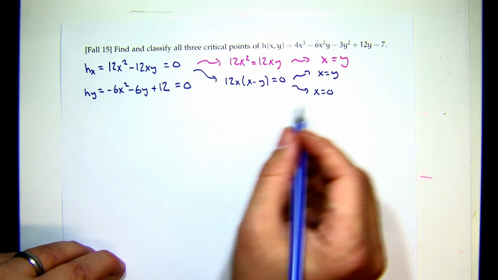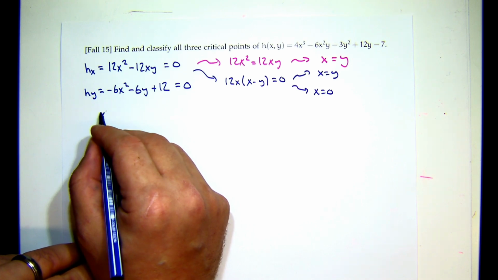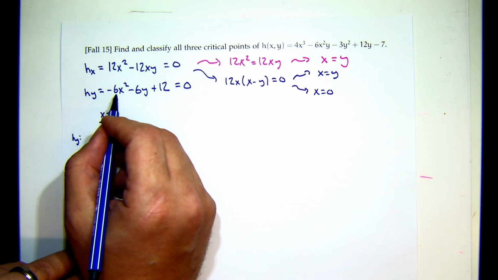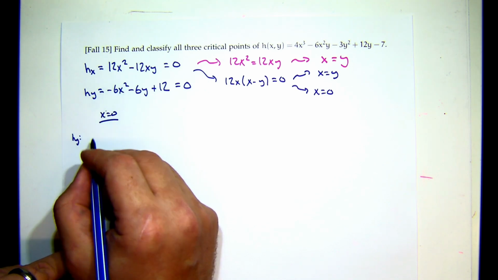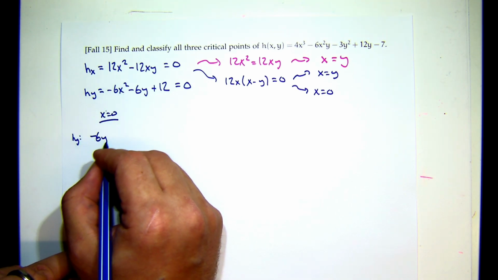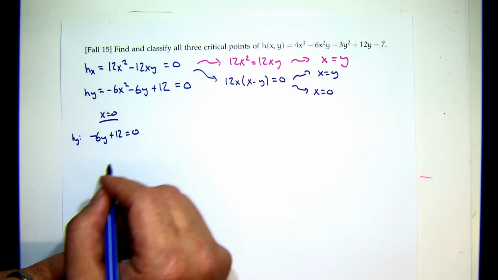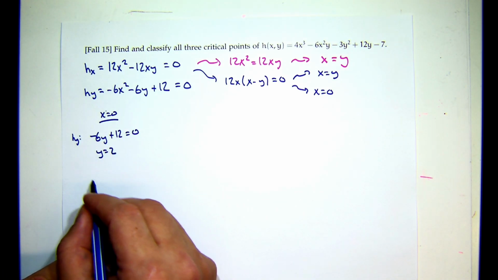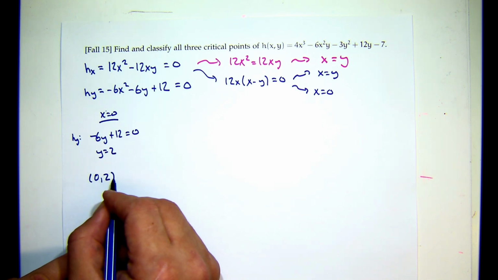Plug it in. Suppose I said x equals 0. Then for h_y, I'd have minus 0, so that goes away. Minus 6y plus 12 equals 0. What does that say about y? So that says y equals 2. Thus we get the point (0, 2).